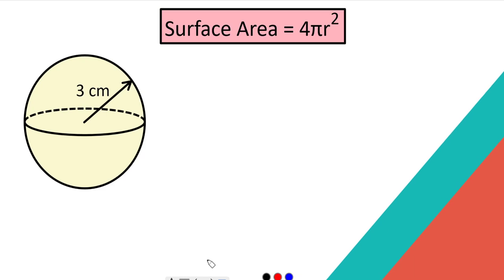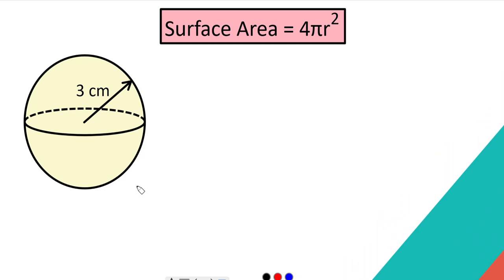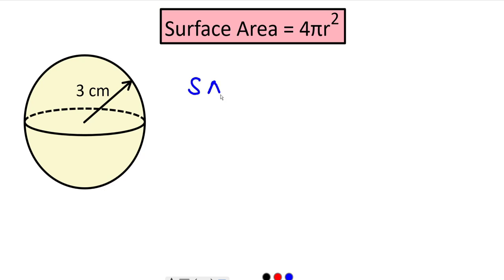In this question, we want to work out the surface area of this sphere. Now, the beautiful thing about a sphere is that if you have to work out the surface area, it's only defined by the radius. So, to find the surface area, you multiply 4 times pi times the radius squared. The radius is 3 and it's squared.